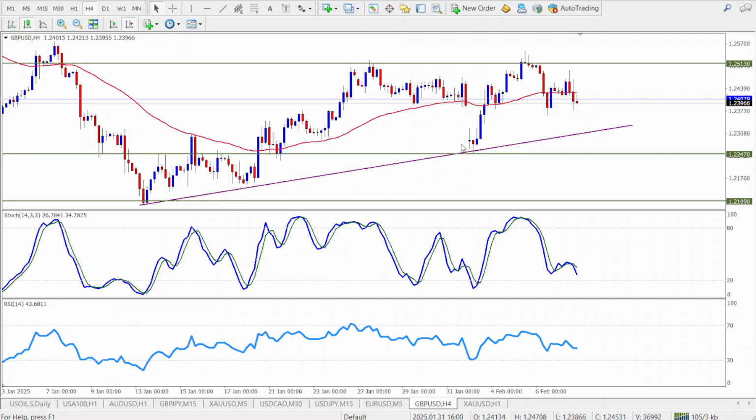And there you have it. Now you know how to use this simple stochastic oscillator trading strategy for beginners to time your trades better and avoid bad setups.